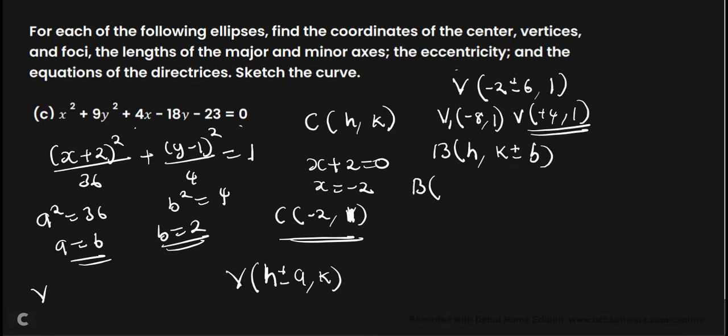So what's your h? Your h is negative 2. Then what is your k? It's 1 plus or minus what's your b? It's 2. So you have b1 as negative 2 there, right? Then the other one, when you add there, it is 3. Then b2 is negative 2, then what's that? That 1 minus that is negative 1, like that, right?